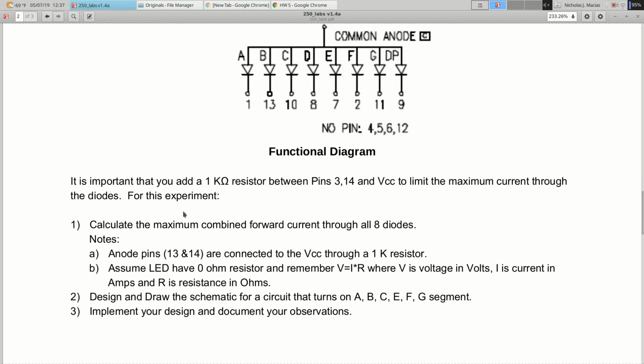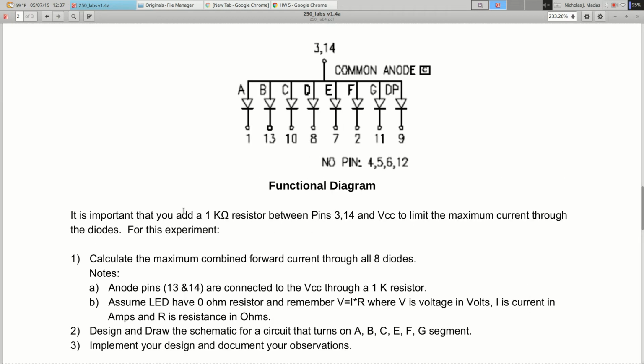Okay, so for this experiment, first step is a calculation. What's the maximum combined forward current through all 8 diodes? This is a little bit ambiguous, and there's a typo down here. This should say 3, not 13. So 3 and 14 are connected to VCC. Assume the LEDs have 0 resistance, and Ohm's law is V equals IR. So what's the maximum combined forward current? Well, there are 2 ways to interpret this, and you can talk about both of them in your report. One question is, if you turn on all 8 LEDs, how much current is going through each LED?